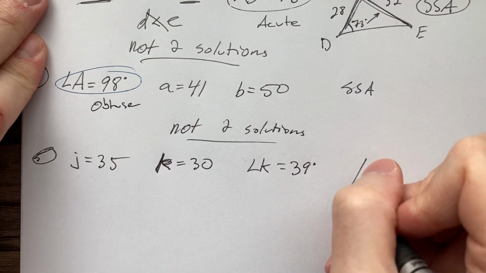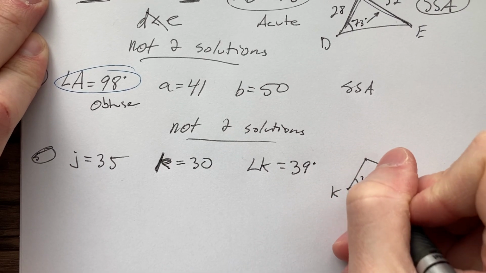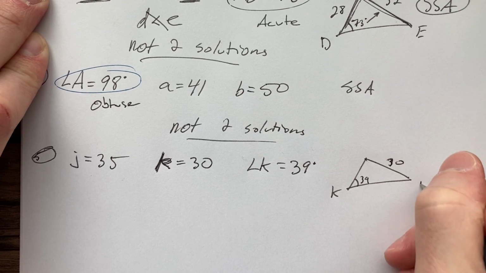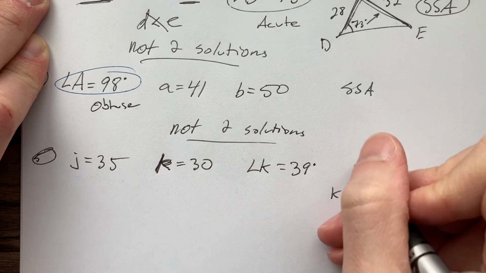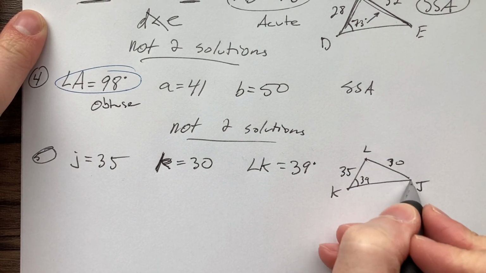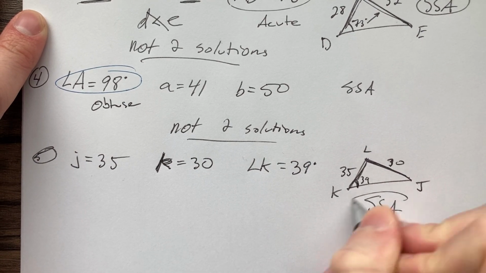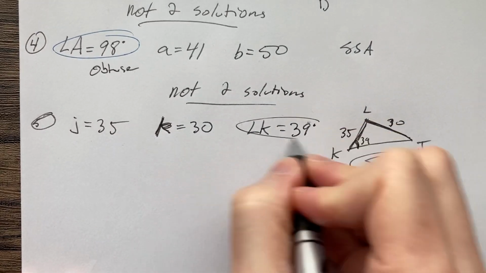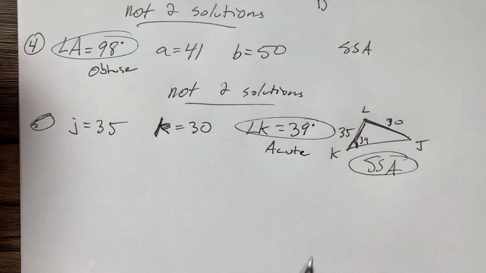If we sketch this out, angle K is 39, side K is 30, side J, I'll call this one at the top L, so that's 35. Okay, we got side, angle. Our first check is there. Next thing, the angle given to us is acute. Okay, so checking two out of our three boxes.